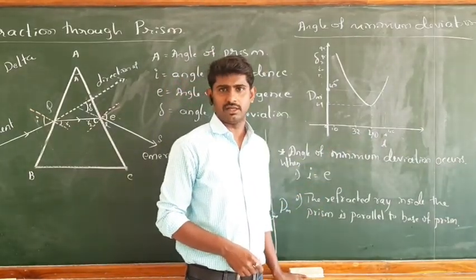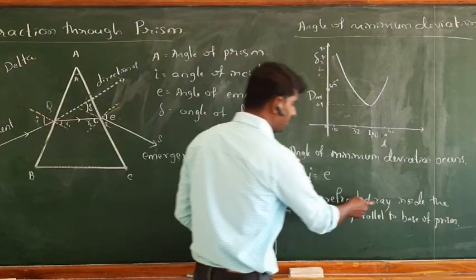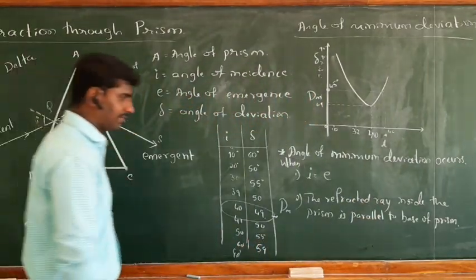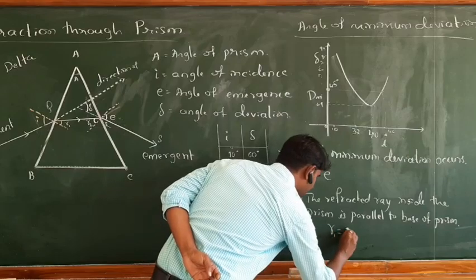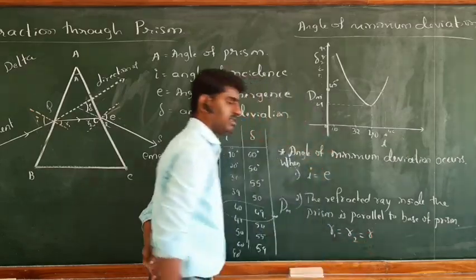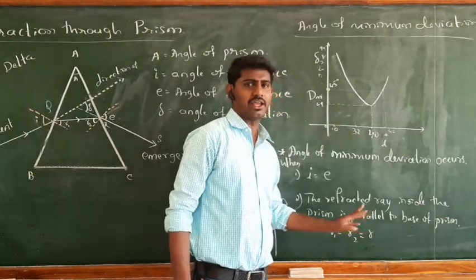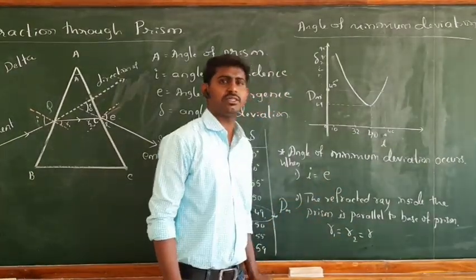Minimum deviation. And one more thing, if the refracted ray is parallel to the base of prism, then I can also write one more result. R1 equal to R2 equal to A by 2. So both are equal. R1 value and R2 value are equal. So these two are very important points.